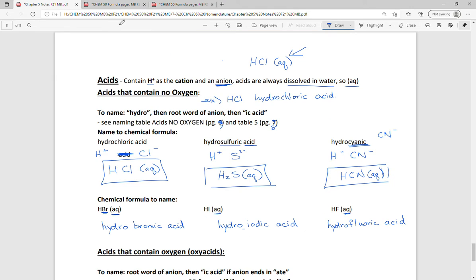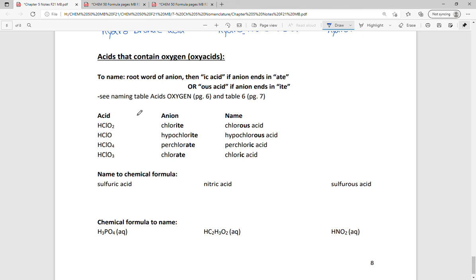Okay, so let's go on to the last kind of acids, and the last bit of our nomenclature. So these are oxygen-containing acids. They still have hydrogen as the cation, always the same, and they have oxygen in them. So we're dealing with the polyatomic. We talk about the root word of the anion, so if it's sulfate, it becomes sulfuric acid, and if it's sulfite, it becomes sulfurous acid. So these are a little bit hard to remember.